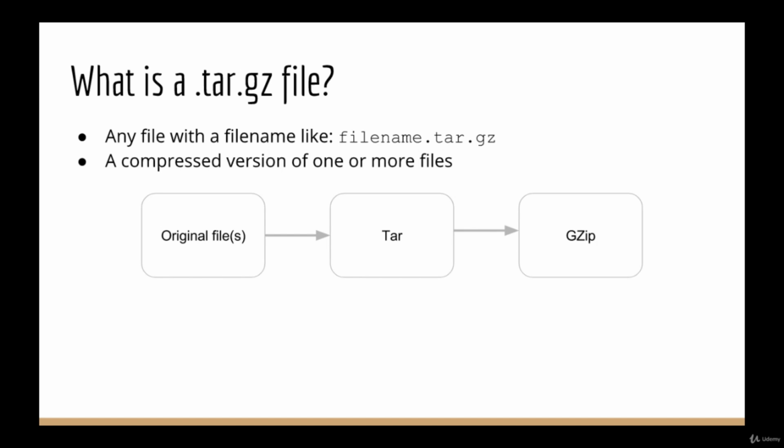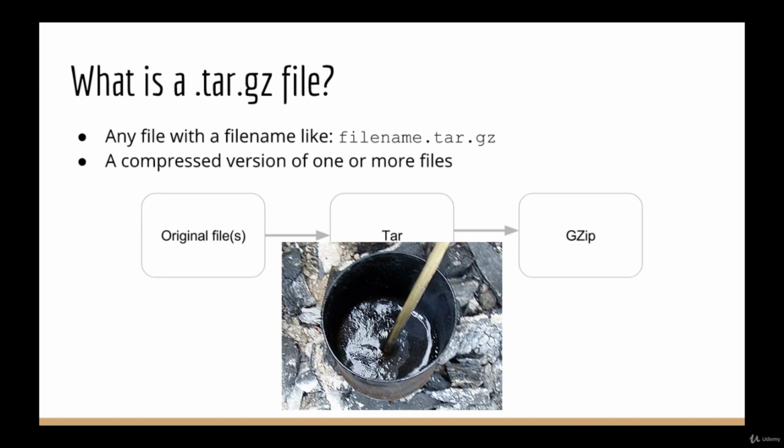Now you might wonder, well, what are these two steps? Firstly, the gz stands for gzip, which is the compression algorithm that's used. The tar means that it's possible to join separate files and folders together into the same file, hence the term tar, as in physical tar, which is a sticky substance.